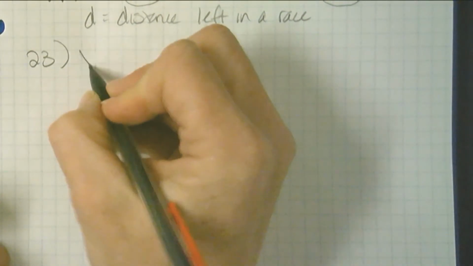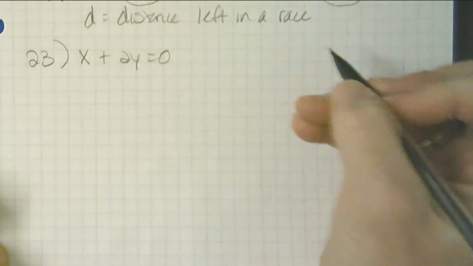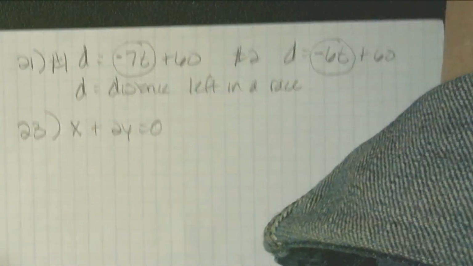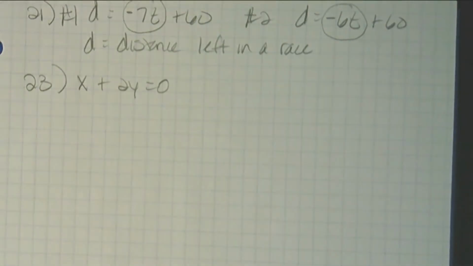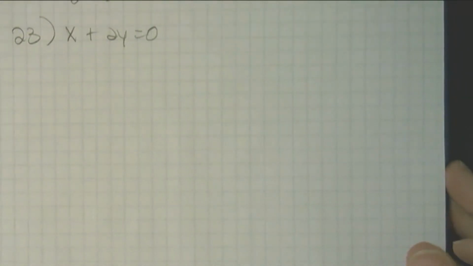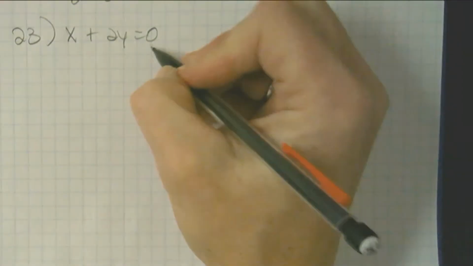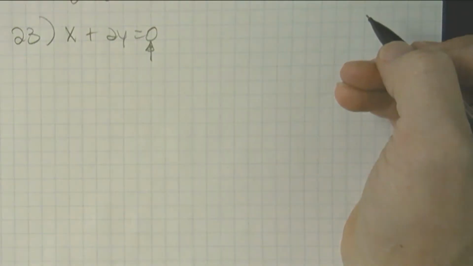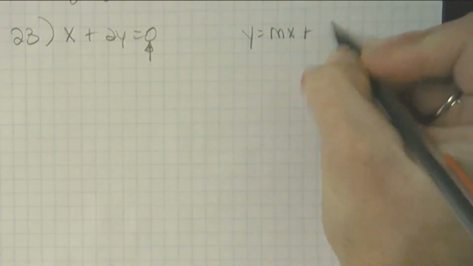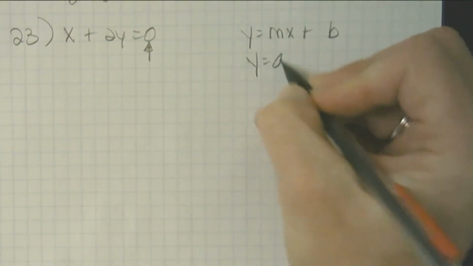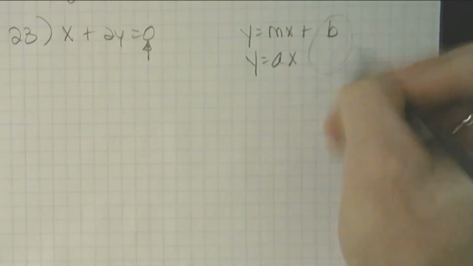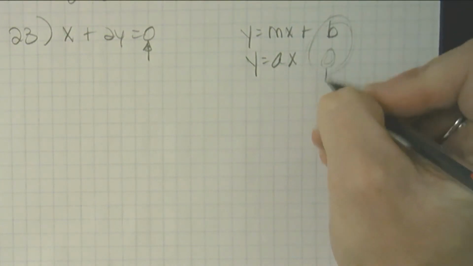All right, so I have x plus 2y is equal to 0. How do I know just by looking at this that it's direct variation? Well, do you guys see this 0? Remember, if I compare slope-intercept form, y equals mx plus b, and direct variation, y is equal to a times x.